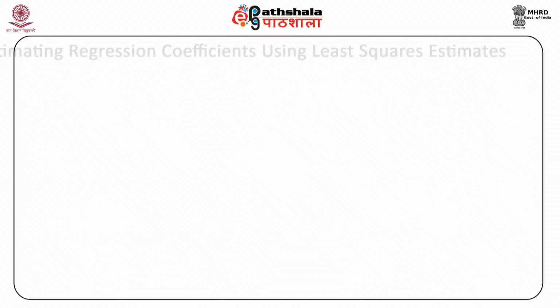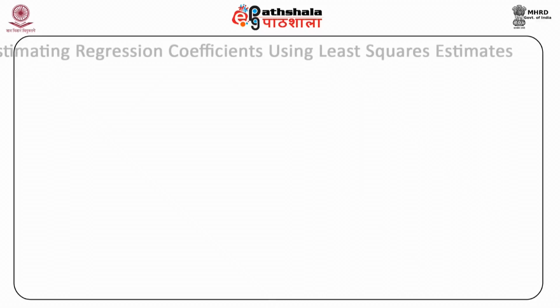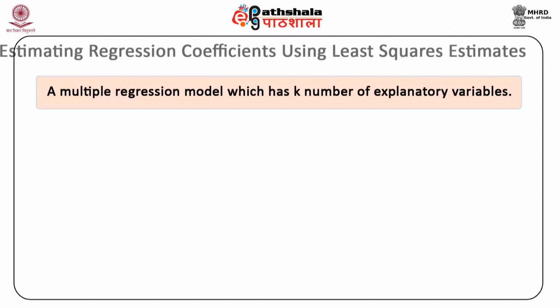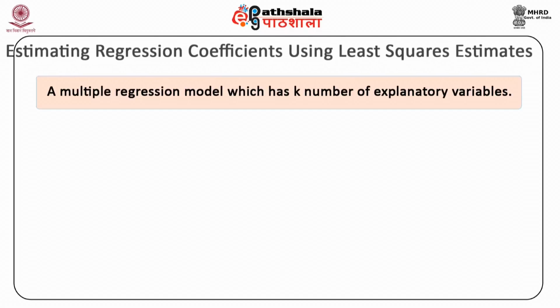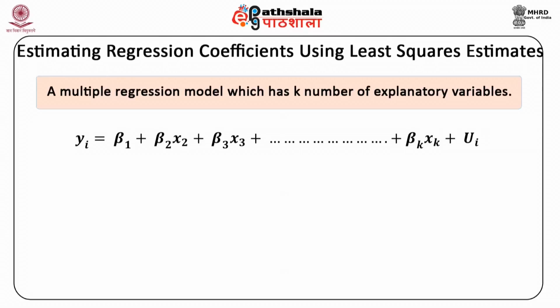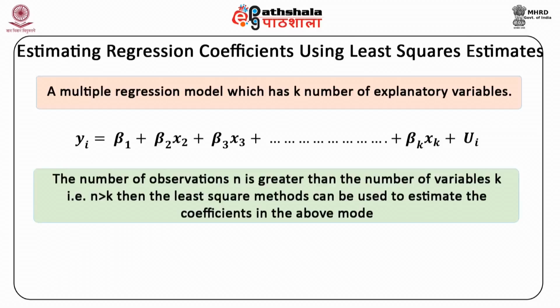Estimating regression coefficients using least squares estimates. We consider a multiple regression model which has k number of explanatory variables. Let us write the model as yi is equal to beta 1 plus beta 2 x2 plus beta 3 x3 plus so on up to beta k xk plus ui. Suppose the number of observations n is greater than the number of variables k, that means n is greater than k, then the least squares method can be used to estimate the coefficients in this above model.